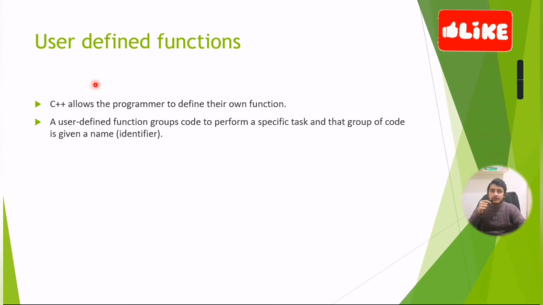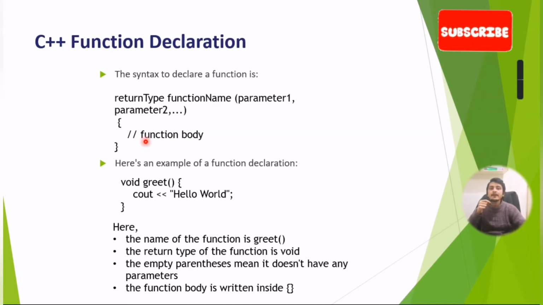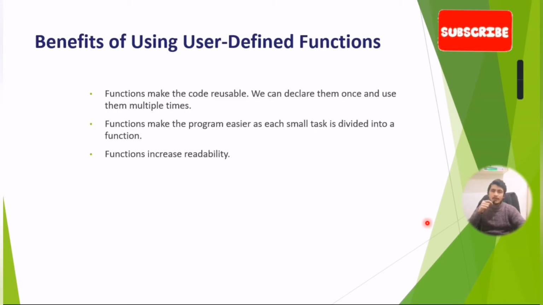So user-defined function: C++ allows the programmer to define their own function for their own convenience. A user-defined function groups code to perform a specific task, and the group of code is given a name, an identifier. For the C++ function declaration, the syntax to declare a function is return type, function name, parameter 1, 2. We have already discussed this in detail. So here is an example of a function declaration, and you can read it by yourself. This is very simple. We have already discussed it a lot of times.